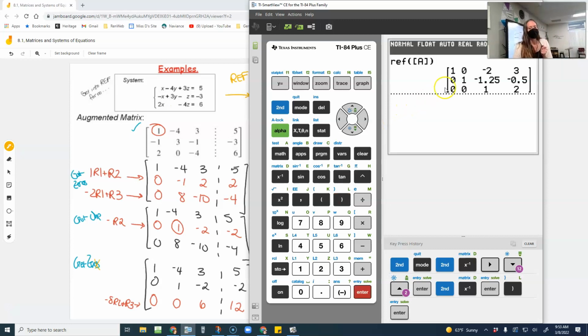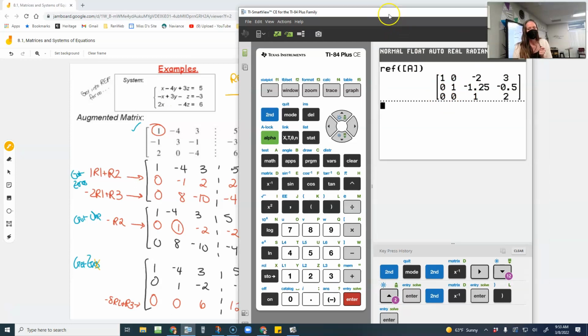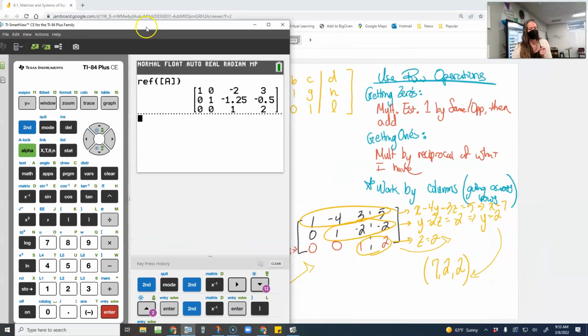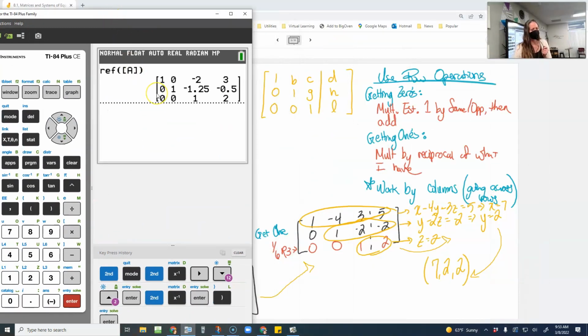Question. Are there ones down the main diagonal? Are there zeros below? Does it look the exact same as ours? So does that mean we're wrong?